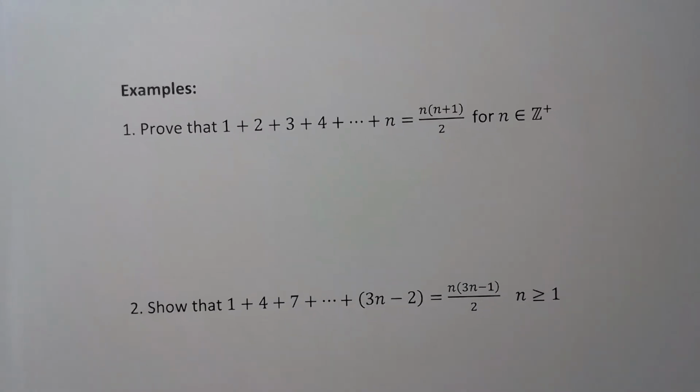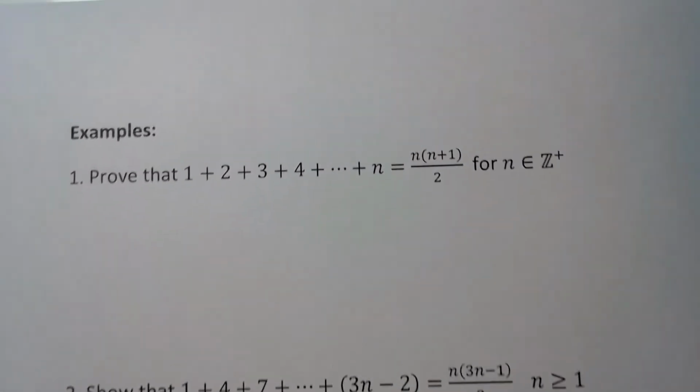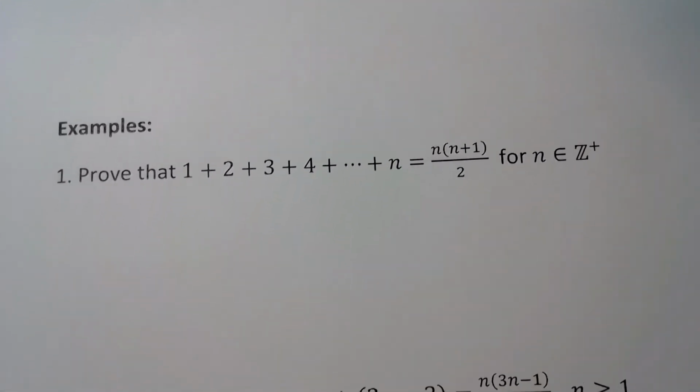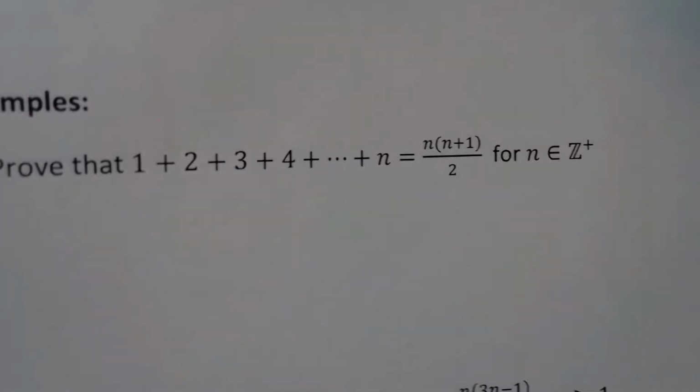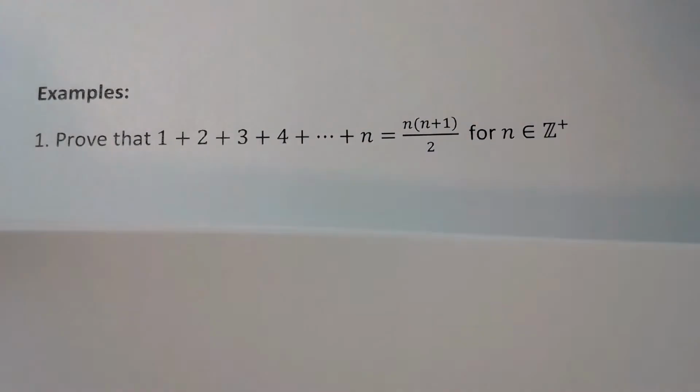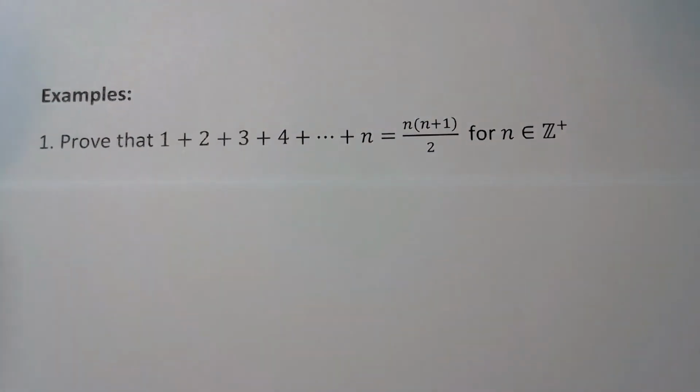Okay, so the first thing we did was one of the easiest examples. It says prove that 1 plus 2 plus 3 plus ... plus n is equal to n times n plus 1 over 2 for n as an element of the positive integers.